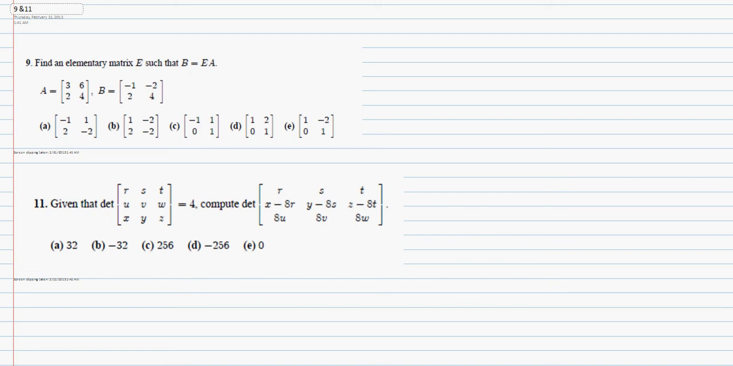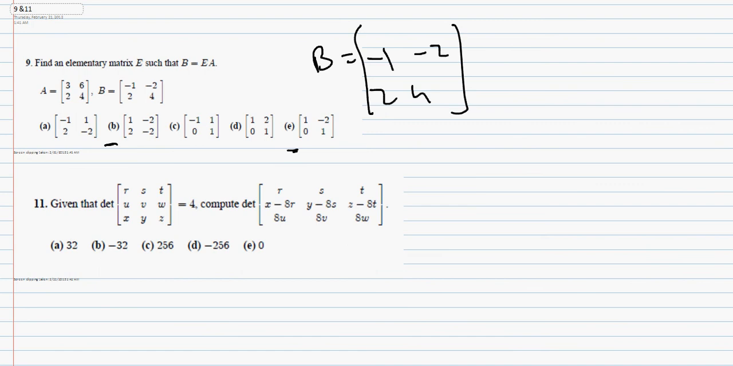Okay, so now we have question number 9, and the question goes: find an elementary matrix E such that B equals E times A. If you don't get this question at first, I would just try all of these and find which one multiplies with A to get B, which is -1, -2, 2, and 4. There's a long way of doing it, and it's just a trial and test method.